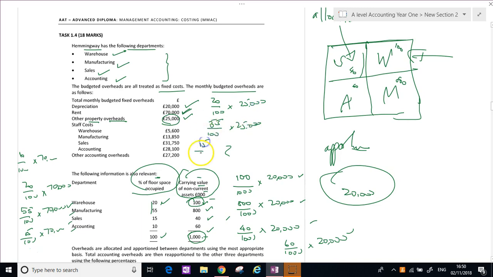Sales will be 15 over 100 times 25,000. And accounting will be 10 over 100 times 25,000. And that's how I would split it. Now look at these. These are quite clear.